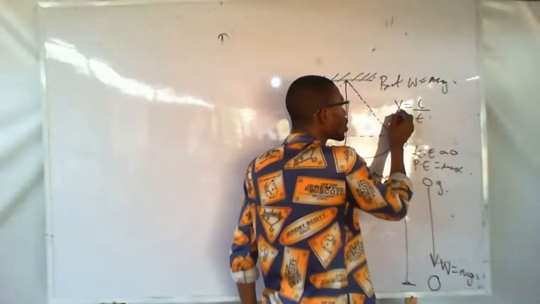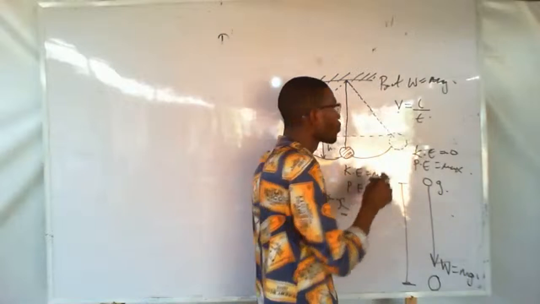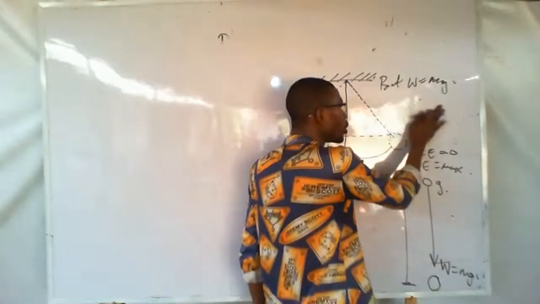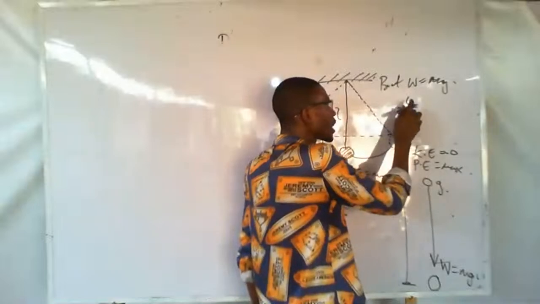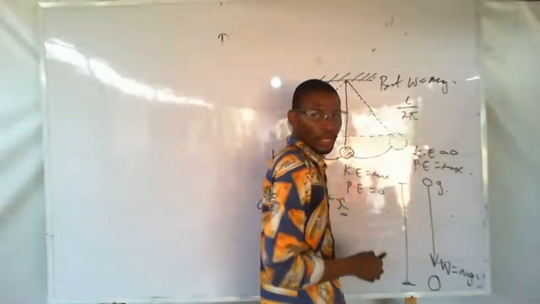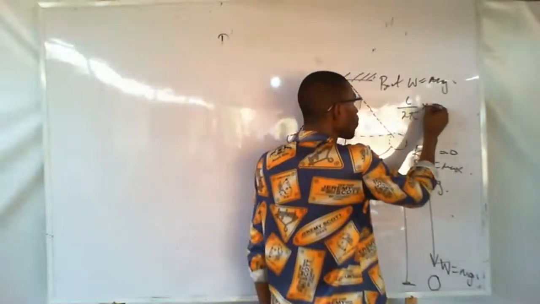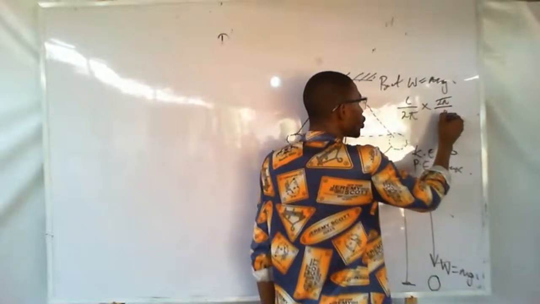Let's say this is our velocity, Abi. Yes, sir. Look at this. I'm going to show you the simple relationship now. L divided by time is 2 pi. All together, multiply by 2 pi over g.